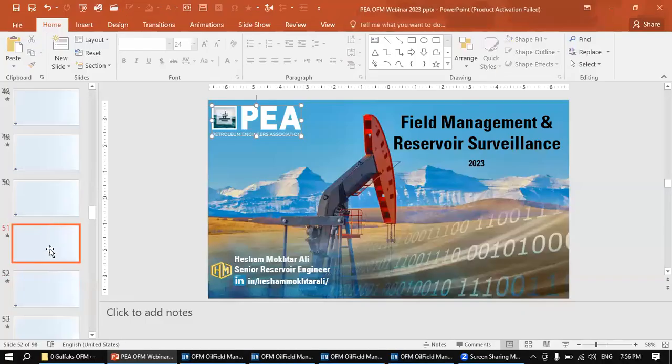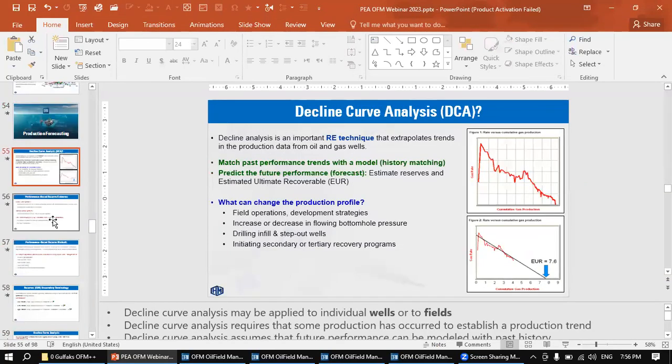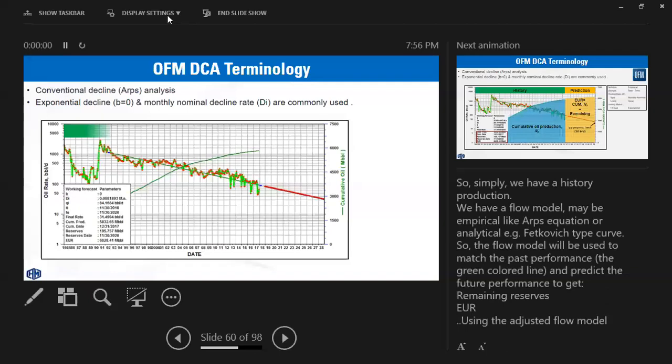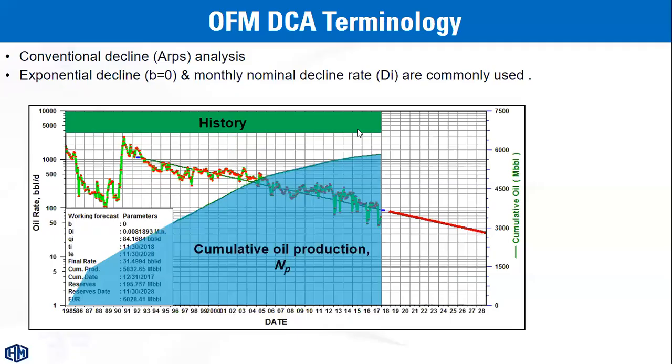Let's go back to this slide to define one of the important terminology for the decline curve analysis. So in all of them, as you can see, using the conventional decline, this is the end of history, which is the history matching using a specific model like exponential or harmonic or maybe hyperbolic decline. So the cumulative oil produced at this point is defined as the NB, or cumulative oil production.